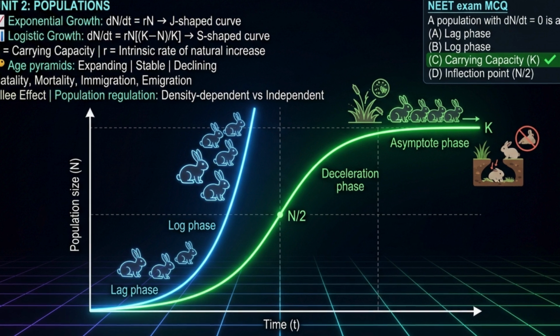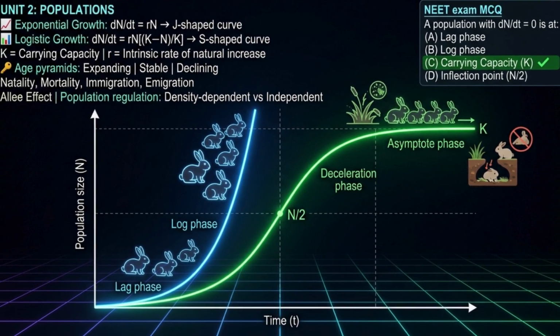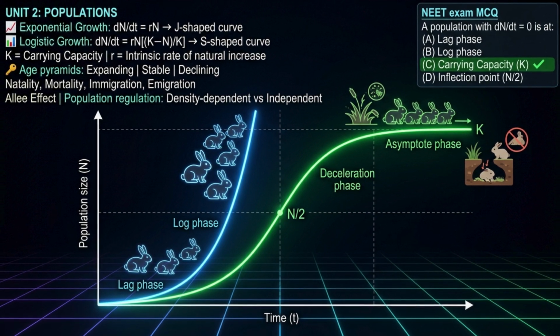Population ecology. This is a high-yield topic for NEET. Every population has four basic parameters: birth rate, natality; death rate, mortality; immigration, and emigration. Now, the two growth models you must know cold. Exponential growth happens when resources are unlimited. The equation is dN over dt equals rN. It gives a J-shaped curve. In nature, this rarely lasts.